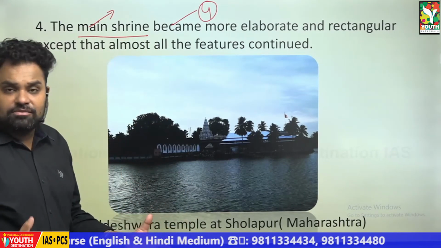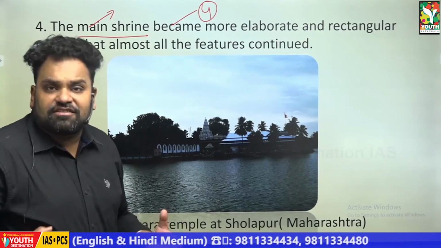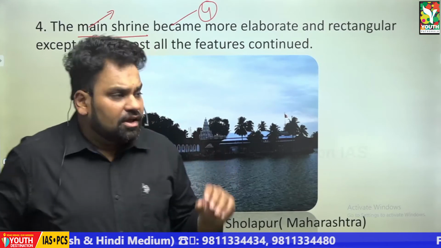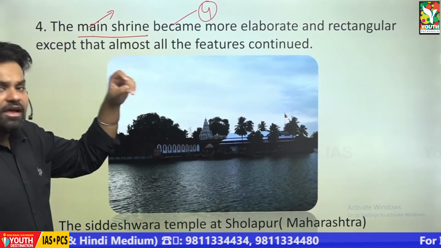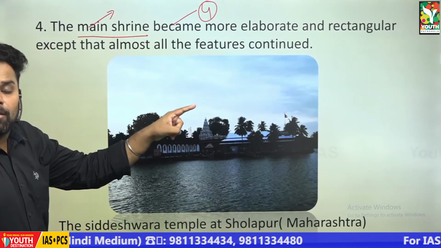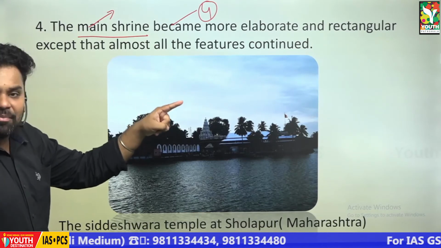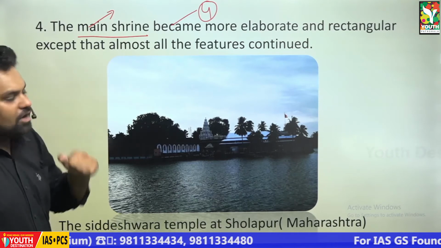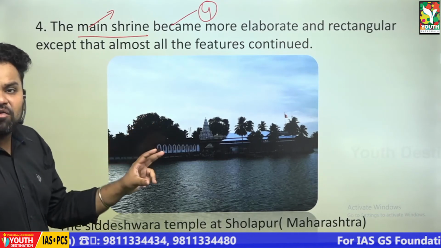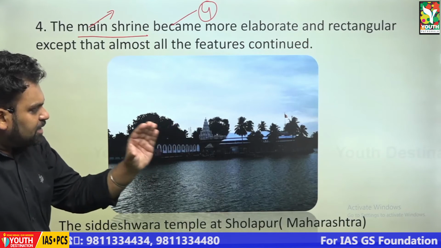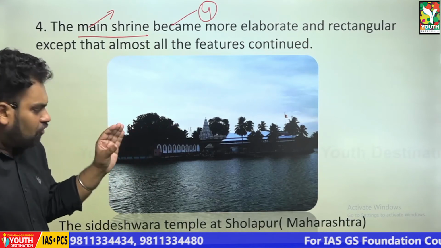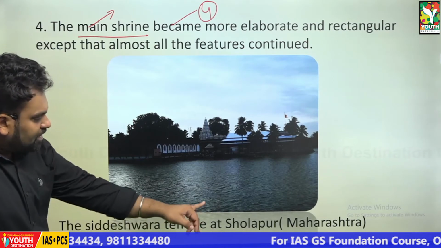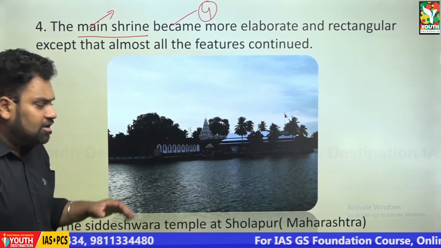As I told you earlier also, in the Panchayatan style, the main temple is elaborate and important. And similarly, in the fourth stage, that effect will be seen now. Main temple, more elaborate as compared to the others. And it will be much more rectangular, right? Earlier it used to be more square, now that will be more in rectangular form. And the example of this fourth stage is the Siddheshwara temple at Solapur, Maharashtra.